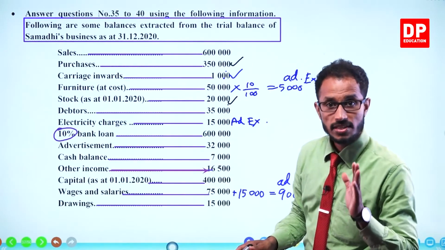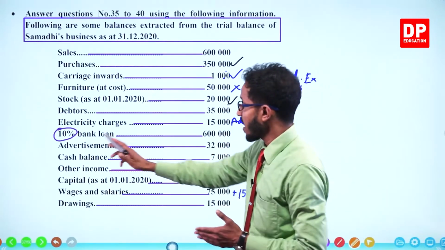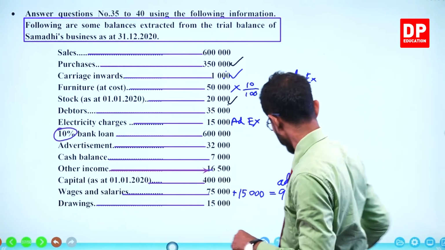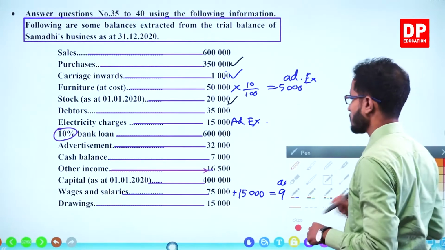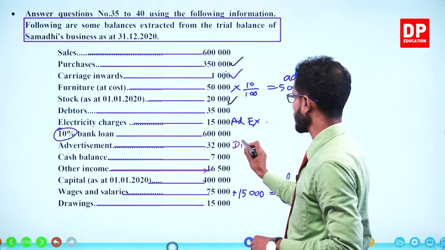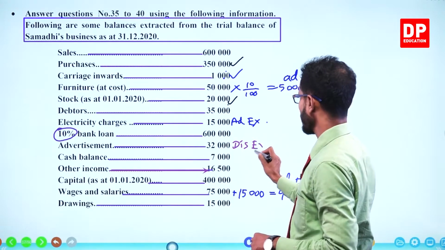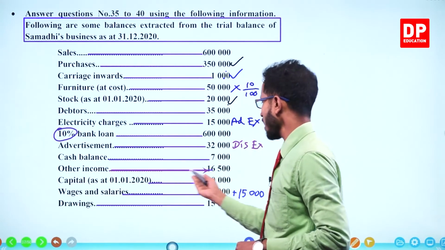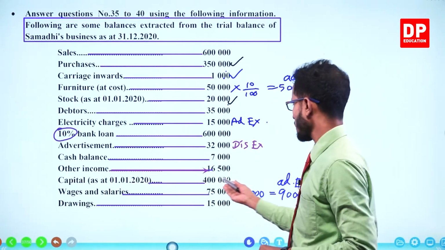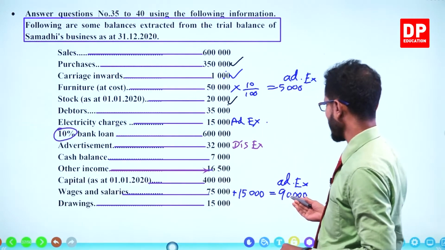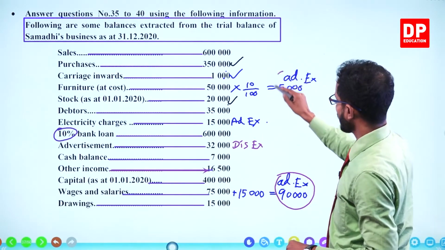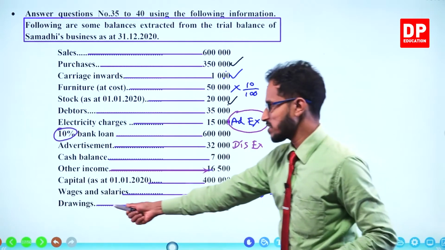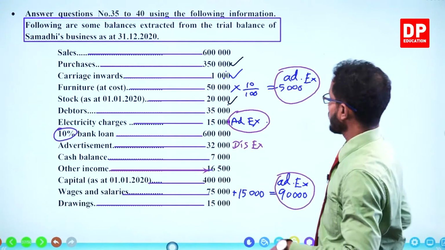I'm gonna label the expense items. Advertisement expenses is not an administration expense. It is a distribution expense. Okie dokie. Cash balance? No, we don't take that as an expense. Other incomes? No. Capital? No. Wages and salaries already taken. We have 3 admin expenses. Drawings is not an expense.